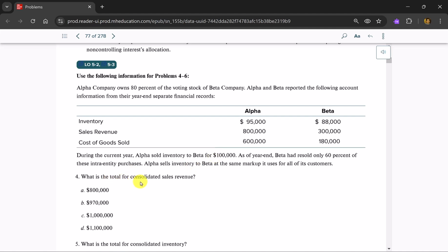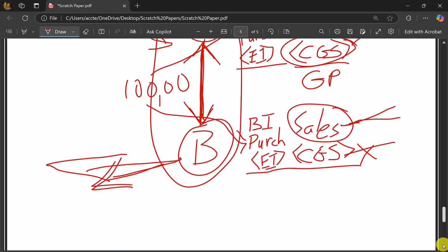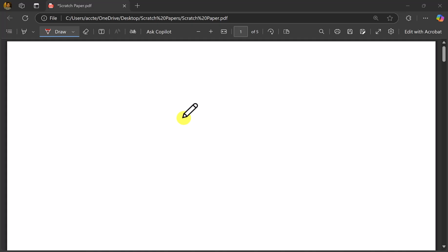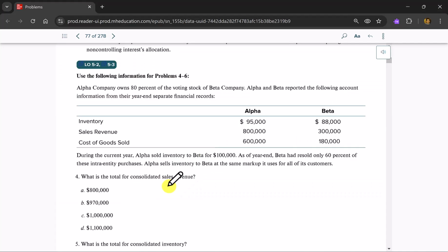What is the total consolidated sales revenue? So let's see if I can illustrate this out on a new page. So I have my new scratch paper here. So again, we have Alpha, the parent, owning Beta, and what's the sales for each of them here? Alpha's sales is 800 and Beta's is 300.